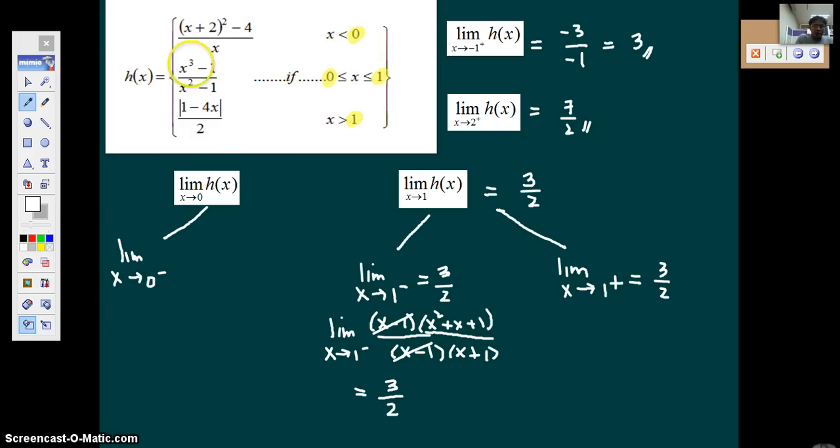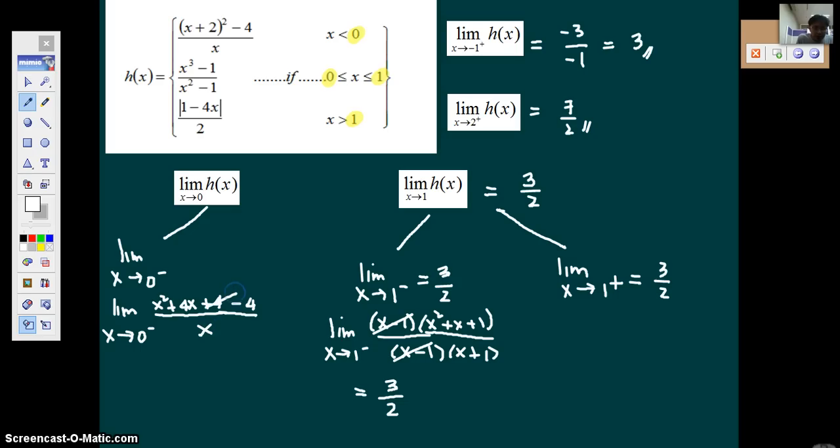And we cannot substitute 0 right away, therefore we need to do some manipulations, and that will be the limit. That will be simply expanding the numerator. So expanding the numerator, you get x squared plus 4x plus 4 minus 4 all over x.